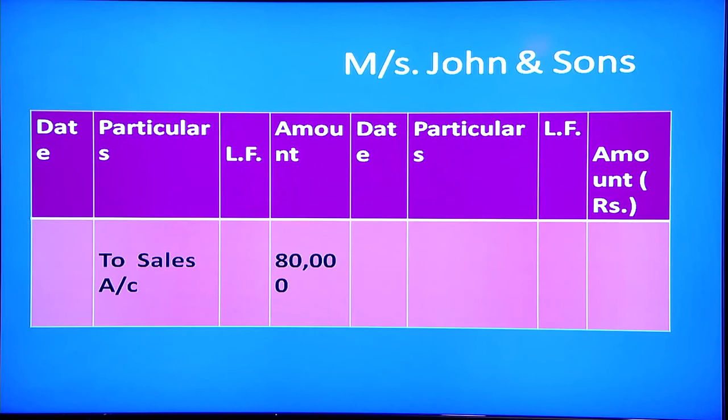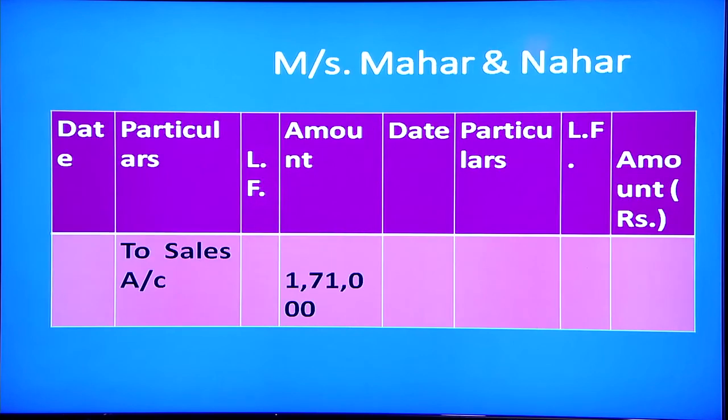Next is John and Sons account. On the debit side, in the particulars column, you will write to sales account and the amount in the respective column. Similarly, another purchaser, Messrs. Mahar and Nahar. Here also, in the particulars column, the details like to sales account and amount in the respective column.